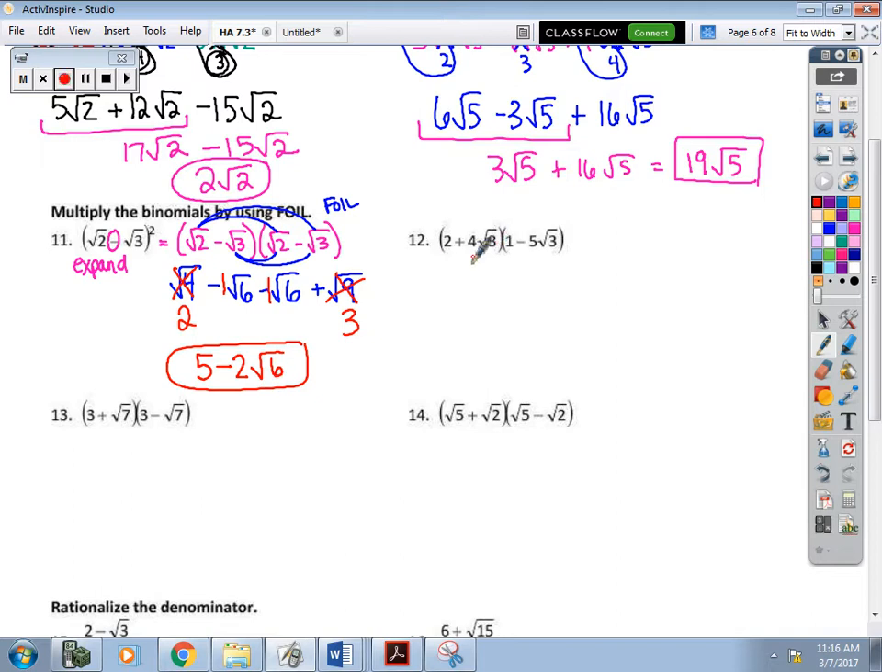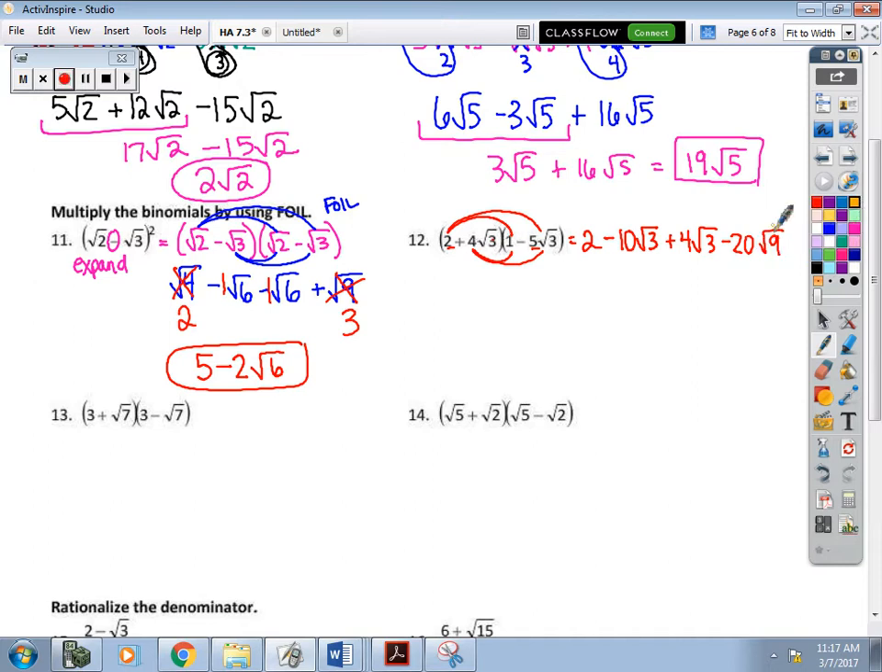Okay, the next one has inside and outside numbers, so just be careful. We'll FOIL. 2 times 1 is 2. Now, when you multiply 2 times negative 5 square root of 3, you're only multiplying the 2 and the 5 together. So this will get me a minus 10 square root of 3. It does not become square root of 6. And then plus 4 square root of 3. And positive 4 times negative 5 is negative 20. Square root of 3 times the square root of 3 is the square root of 9.